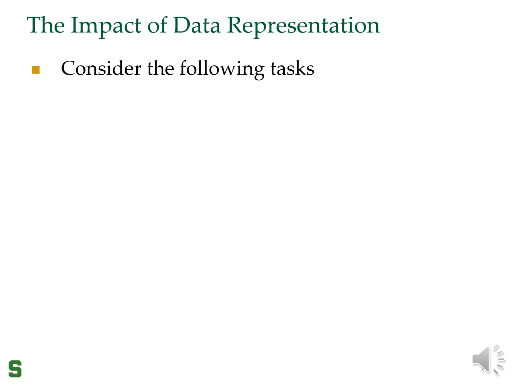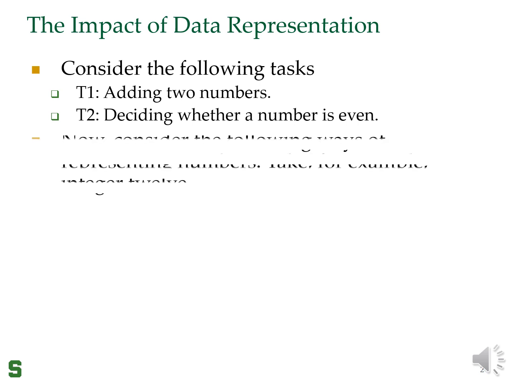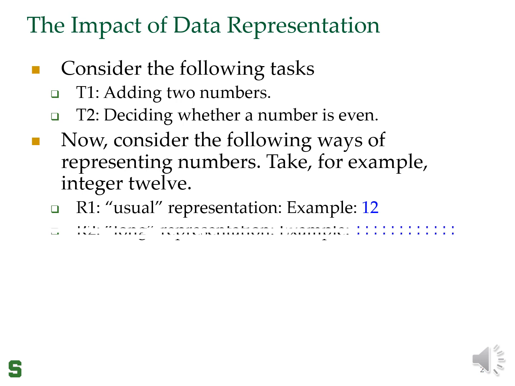To compute how much complexity of an algorithm is, it's going to depend on how we represent our data. So let me give you an example. Let's say we have the task of adding two numbers, and another task is to decide whether a number is even. So let's look at how we represent numbers. One way we can represent number 12, we can write it using our usual or decimal representation, which is digit 1 followed by digit 2, or we could write a unary representation, which is 1 repeated 12 times.